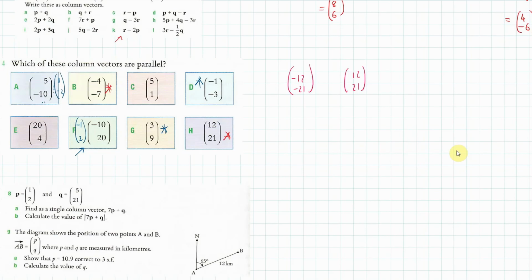So is 1, minus 2 parallel to negative 1, 2? Let's consider. 1, minus 2, we go across 1, then we go down 2. So it's like this. And minus 1, 2 is like this. We go across 1 and then up 2. Is this parallel to this? Well, yes it is. So those two are parallel.